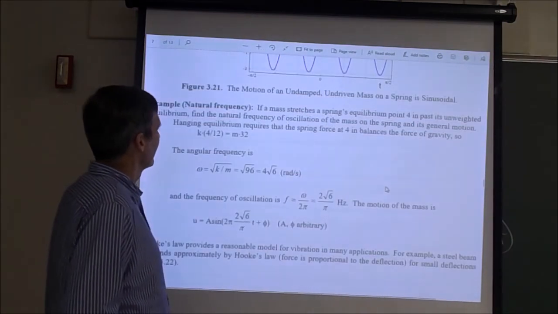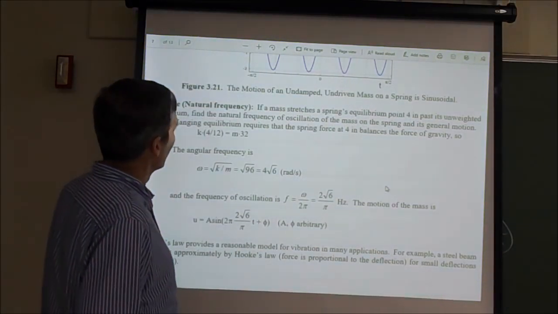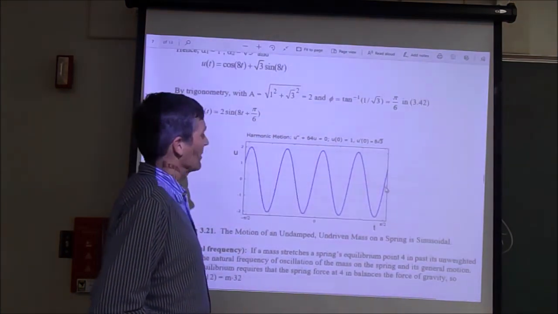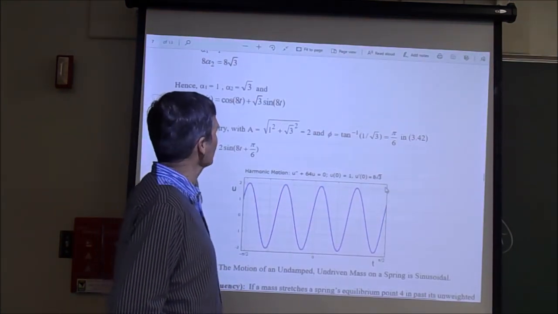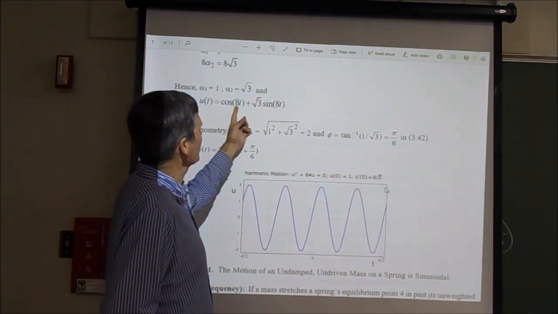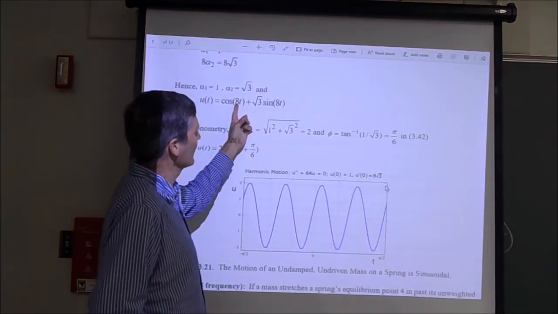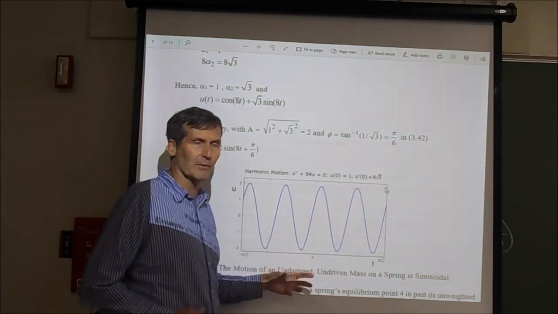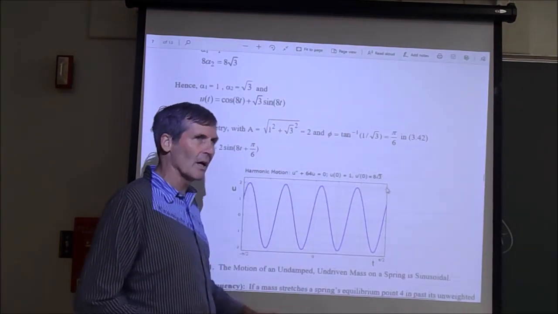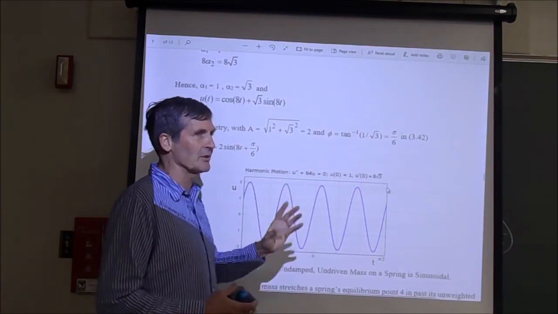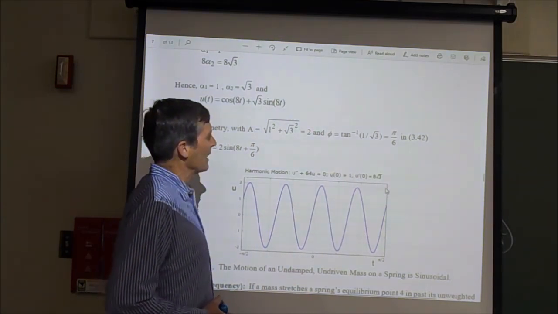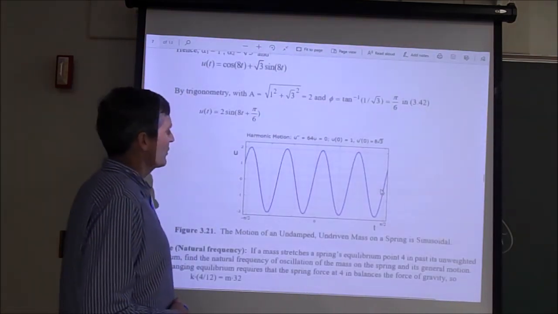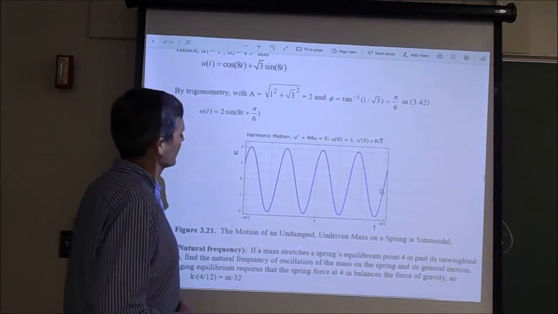Now, this makes an interesting point. It does not matter how you start, at what speed, what position. It always oscillates with this natural angular frequency, 8 in this case, or 2 in the other case. Every spring has a natural frequency. If you start it in motion, it will oscillate with the same frequency because it just depends on the spring constant and the mass. And it's always square root k over m that is the angular frequency.